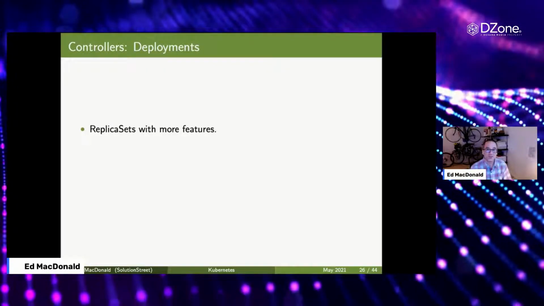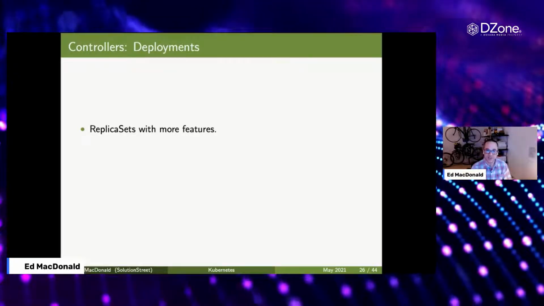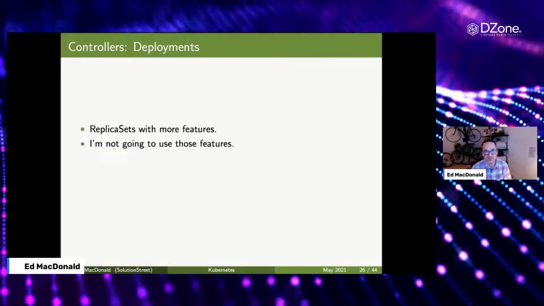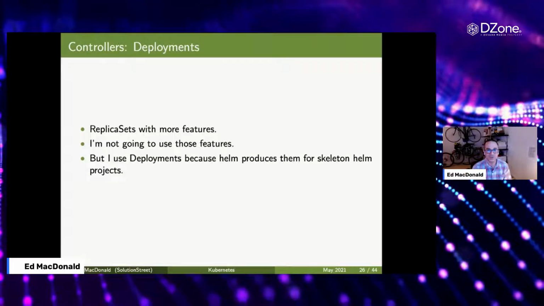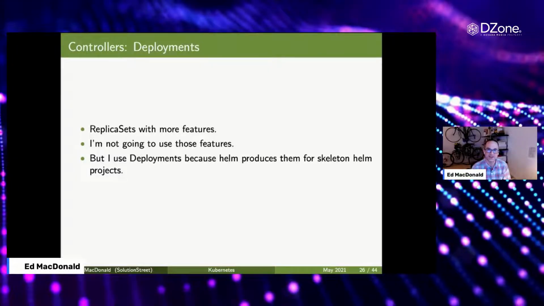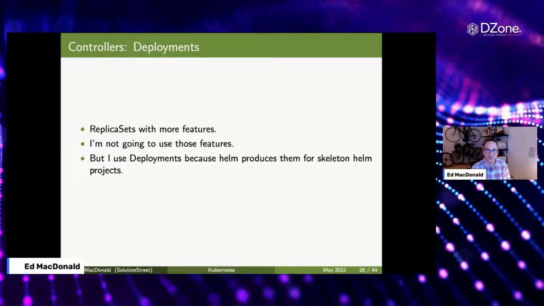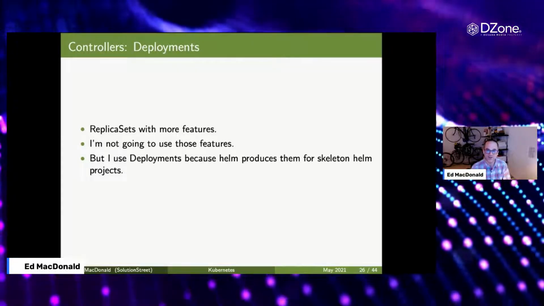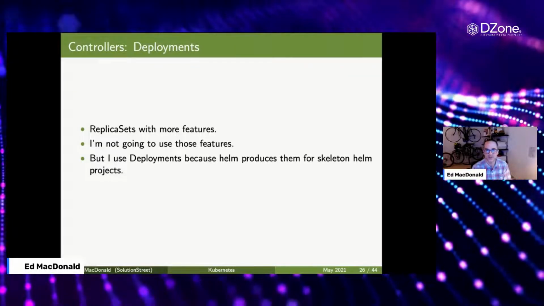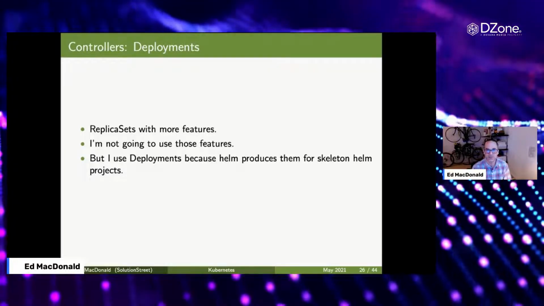Now you'll see deployments mentioned a lot because they are what people use instead of replica sets. It's just a replica set with more features. I'm not going to use those features for this demo, but I just use deployments, and I mention it here because this is what Helm produces by default when you create a skeleton Helm project. And when we look at the Kubernetes dashboard, we'll see that under the covers, the deployment creates a replica set for us. But yes, you'll see deployments used in production. Like I said, I don't want to talk about the extra features that they provide, so it's easier to just think in terms of replica sets.